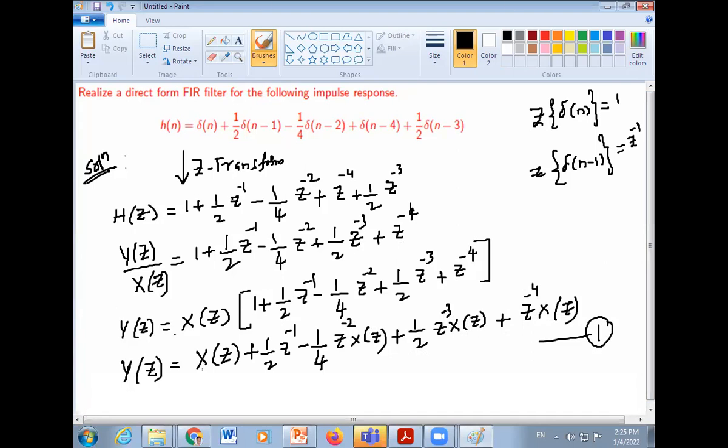Yes, sir. 1 by 2 z inverse X of z is left to write. 1 by 2 z inverse, this is X of z. Okay. This is X of z.